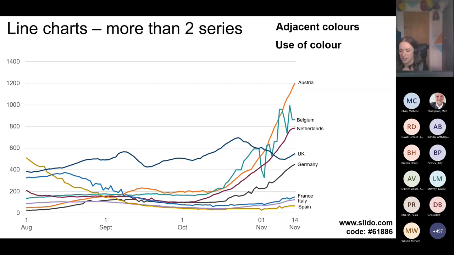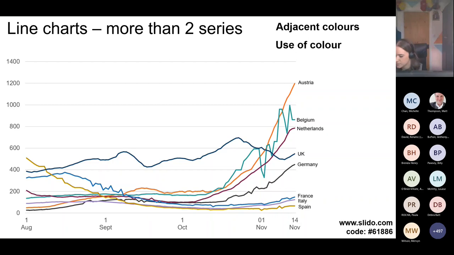Okay, so looking at this one now again. So first of all, on adjacent colours. So what do you think about all the colours in this chart? We've got 8 series on this one, I think. 1, 2, 3, 4, 5. So we've got 8, yeah. So what do you think about adjacent colours in this one? Are we passing or failing?